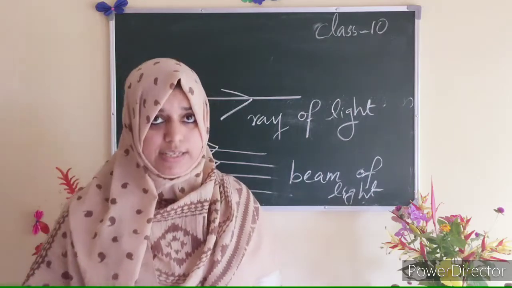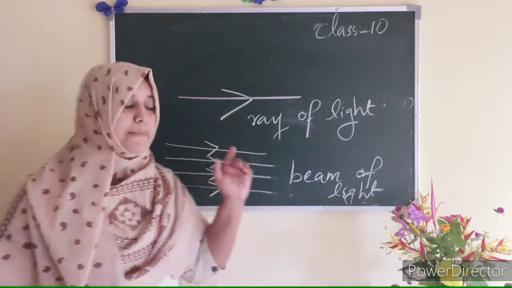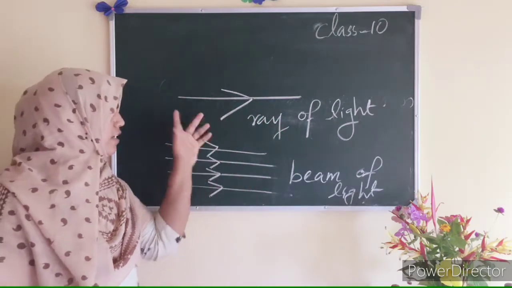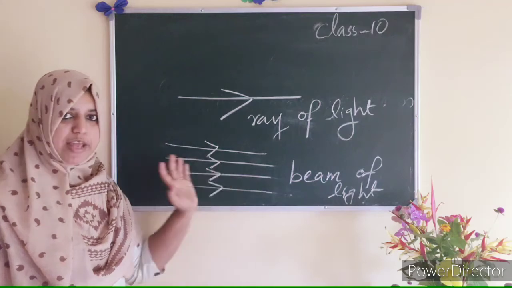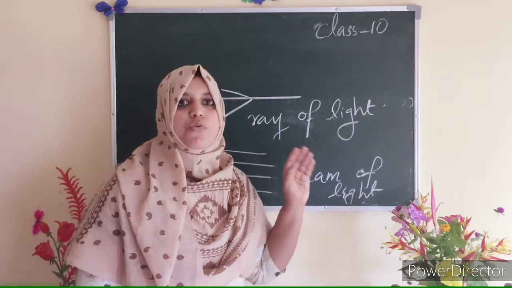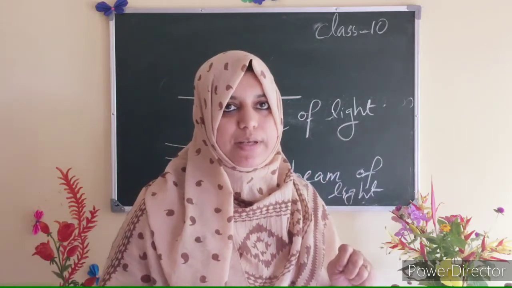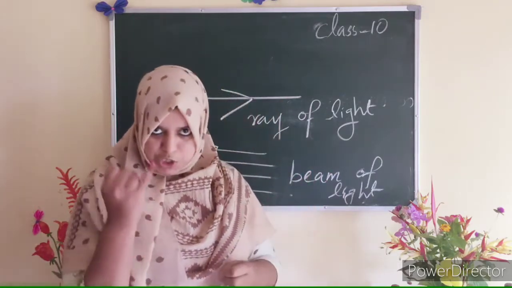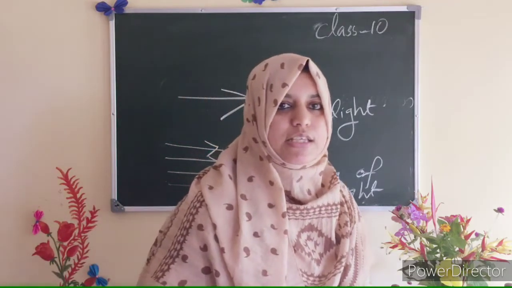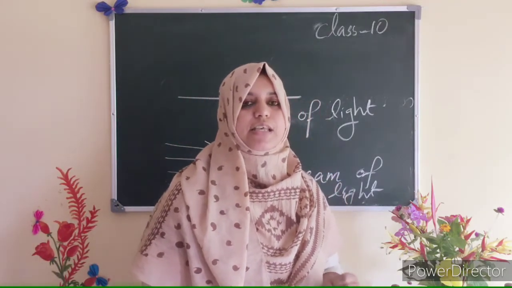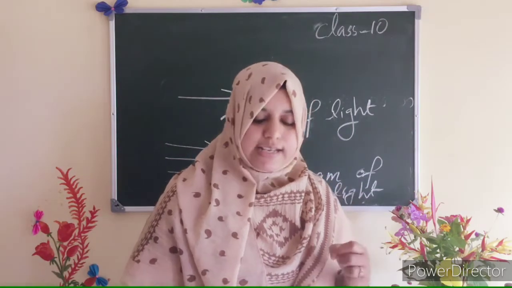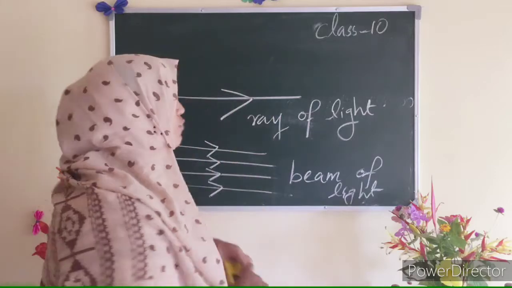Next, using the ray picture. These are the rays, children: a single ray and a bundle, a group of rays. Using the ray picture of light, we shall discuss phenomena like reflection, refraction and the formation of images by spherical mirrors and lenses. Next is about what is reflection.